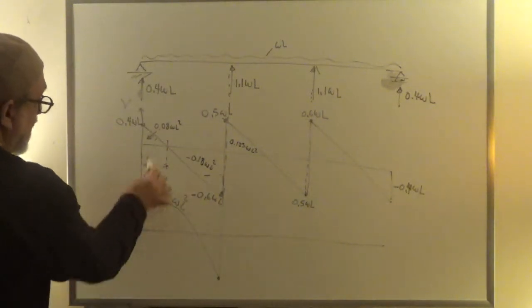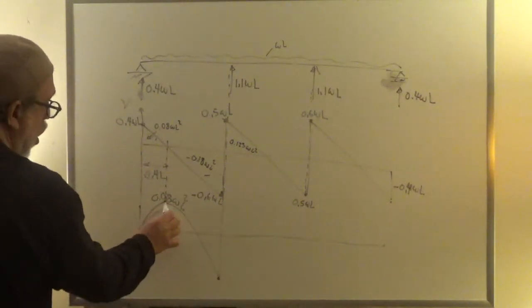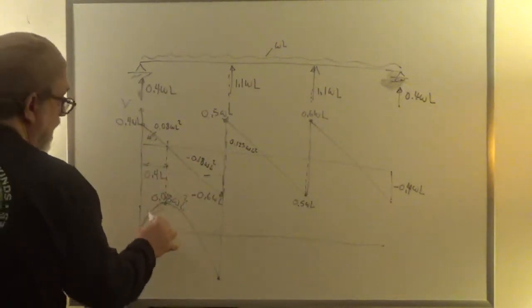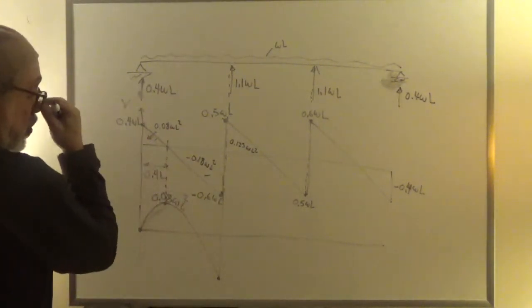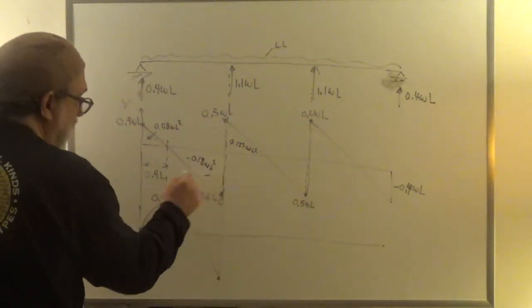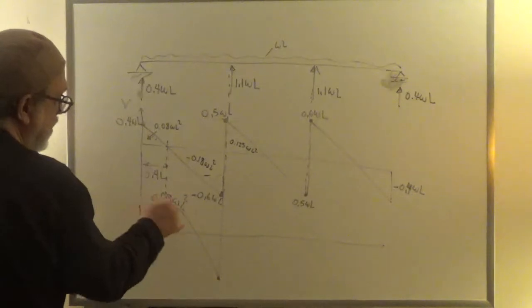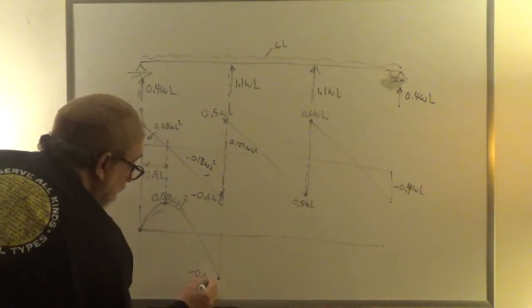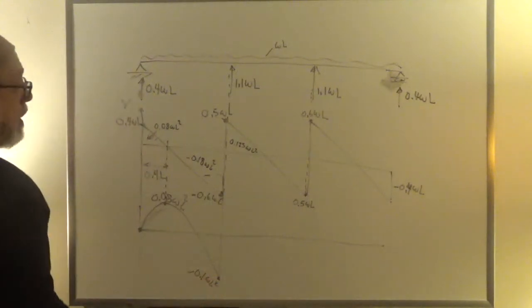The change in the moment is equal to the area under the shear. The slope of the moment is equal to the shear, so the slope here is 0. Moment is 0.08 WL squared. From here to here it changes by minus 0.18. So if we subtract minus 0.18 plus 0.08, we get minus 0.1 WL squared, right?